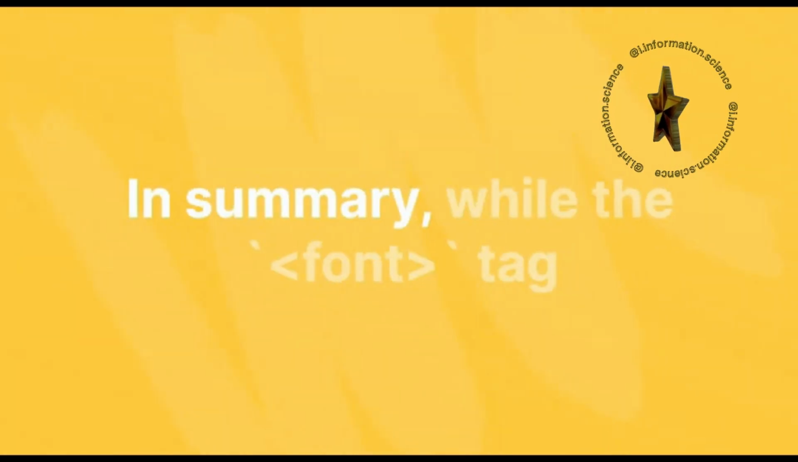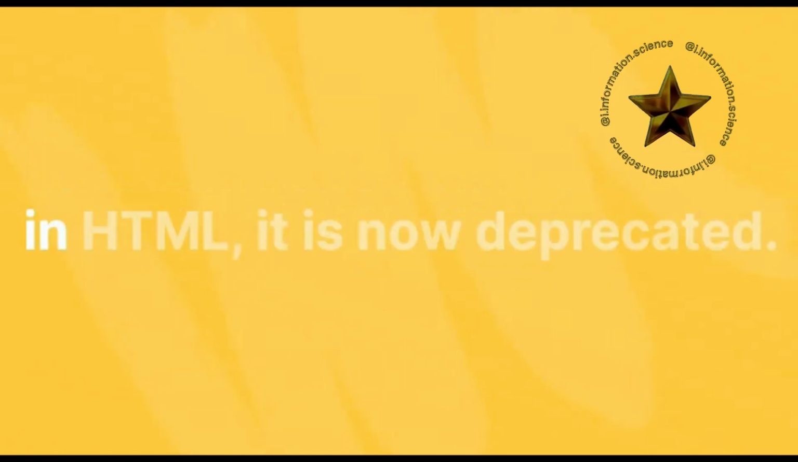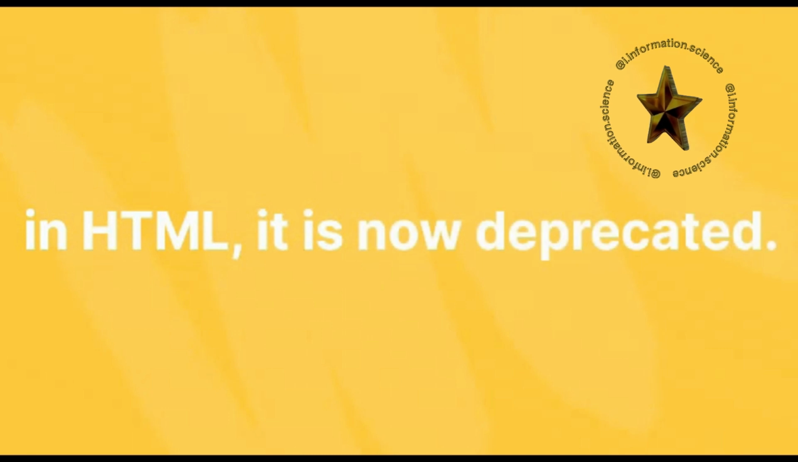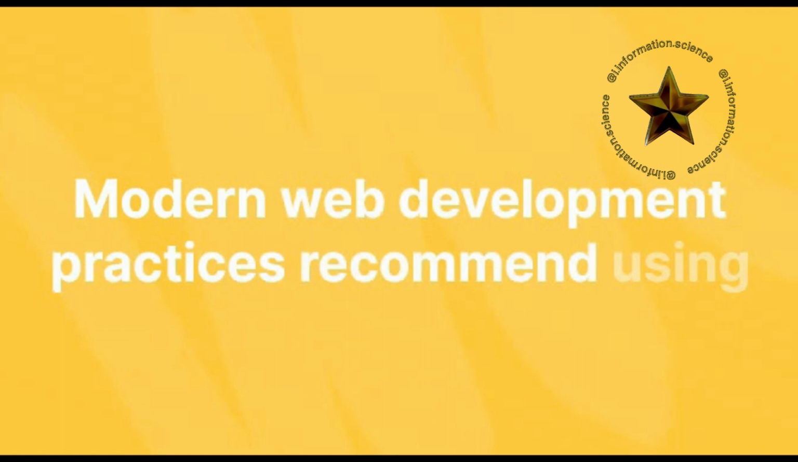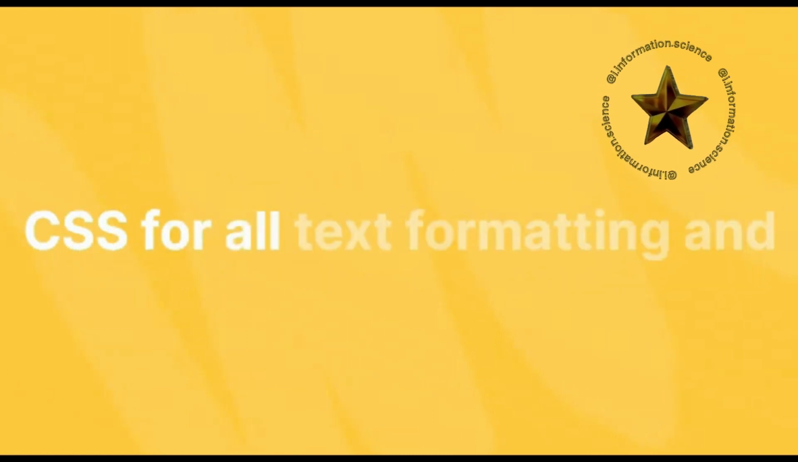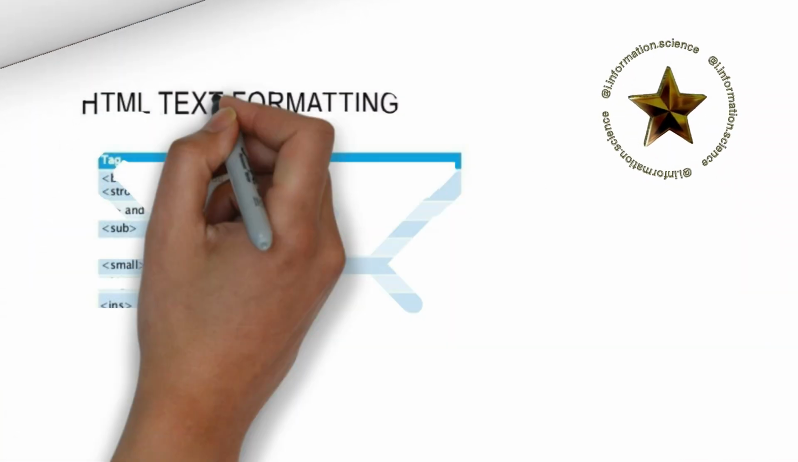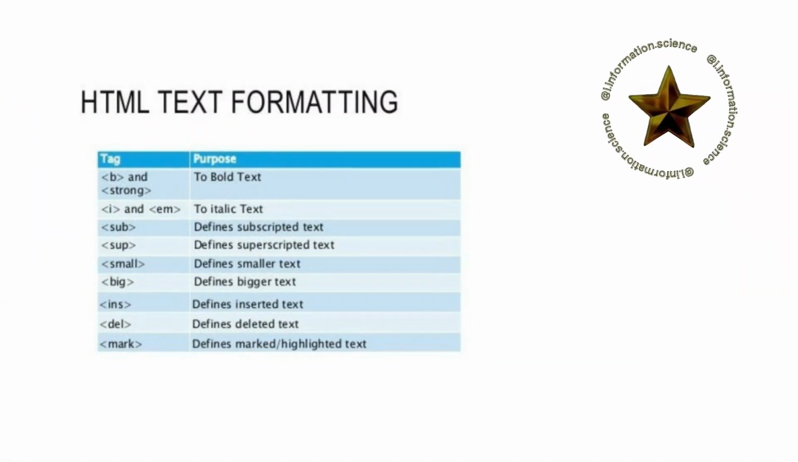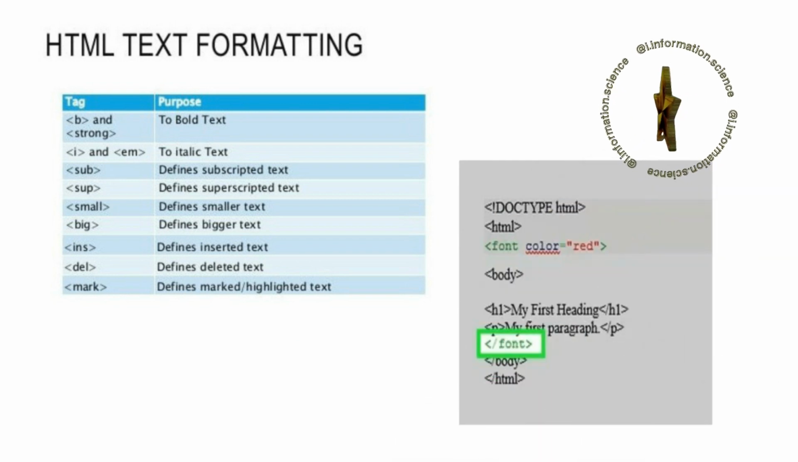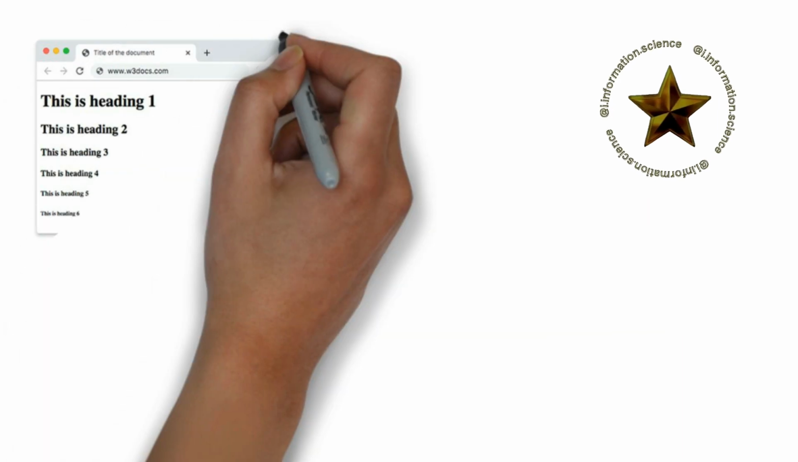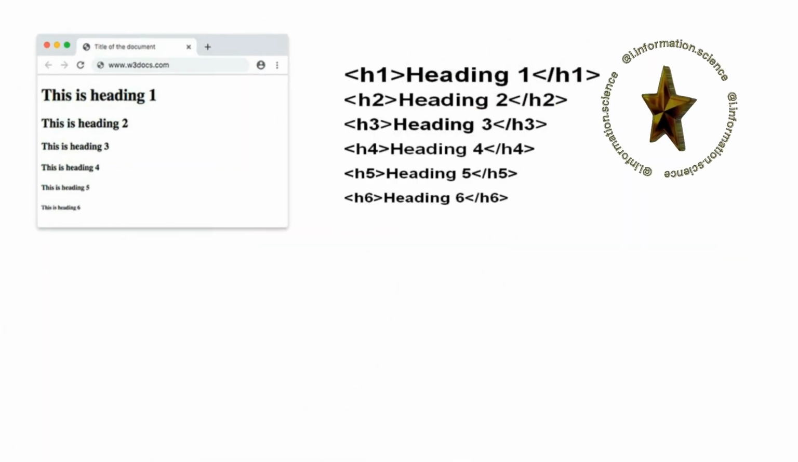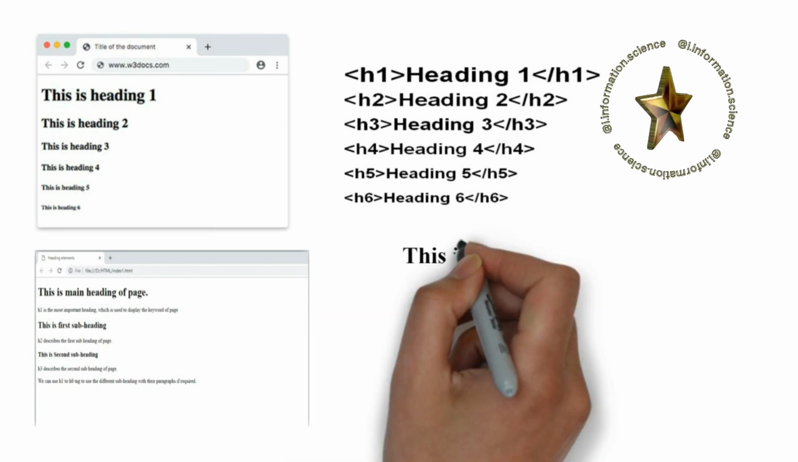In summary, while the font tag was previously used to style text in HTML, it is now deprecated. Modern web development practices recommend using CSS for all text formatting and styling. Example of HTML text formatting tag with purpose. Example of font tag in HTML. These are examples of various heading tags in HTML.